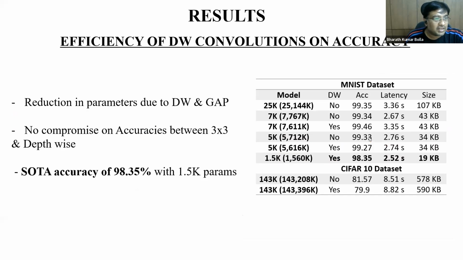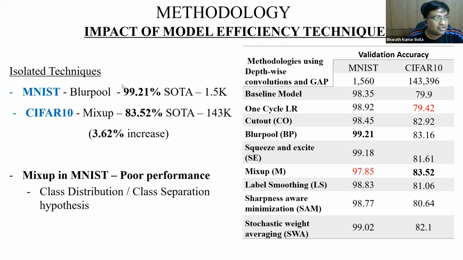Once we applied these techniques, we reached 99.21. That means when we applied these techniques on the 1.5K, or 1500 parameter model, we achieved 99.21 accuracy. If you check anywhere else, this is one of the state-of-the-art architectures with the constraint of the lowest number of parameters. And for CIFAR-10, our gains are much higher. For MNIST we achieved only 0.7% because we already reached the optimum value.